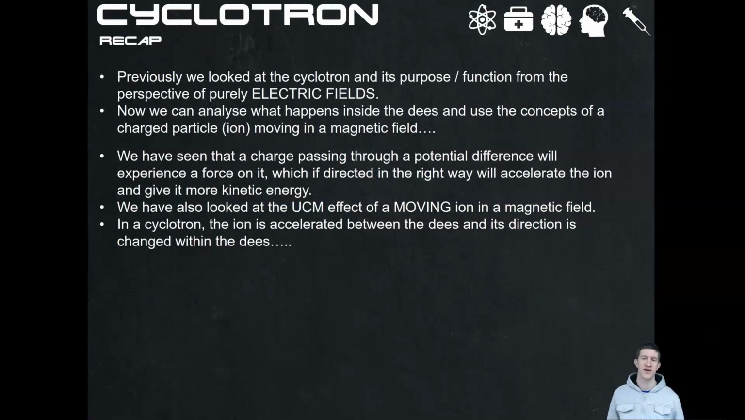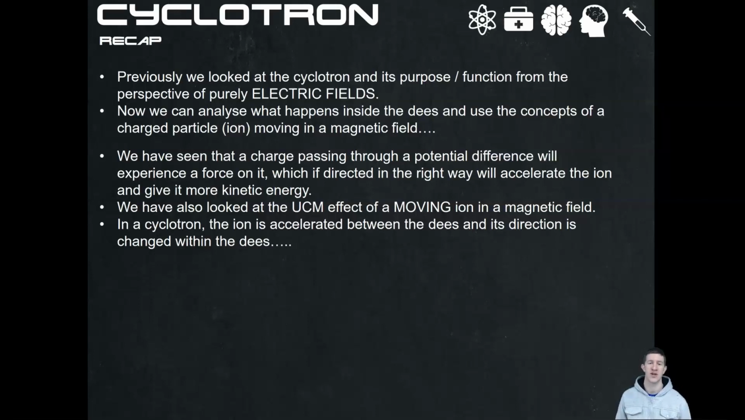Previously, we looked at the cyclotron and its purpose and function purely from the perspective of the electric fields. We talked about creating a potential, which generates an electric field, and that accelerates a particle between the two Ds. Now we can analyze what happens inside these Ds and use the concepts of charged particles or ions moving in a magnetic field. We've seen that a charge passing through that potential difference will have a force, and if we direct that in the right way, which is why we have this alternating potential, it's constantly accelerated every time it jumps across the gap, and this increases its kinetic energy.